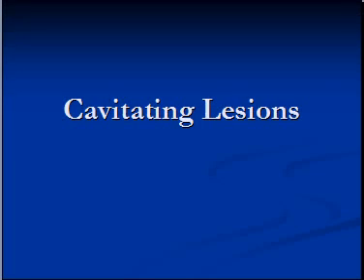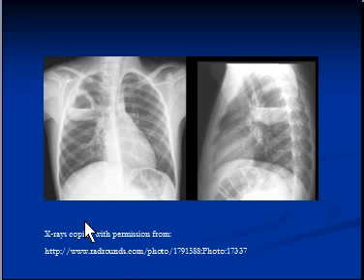Cavitating lesions. We have two views of a chest X-ray. This X-ray shows a cavitating lesion in the right upper lobe, which is located more towards the lateral side of the right lung and posteriorly on the lateral view.